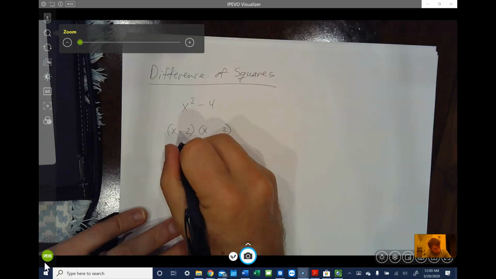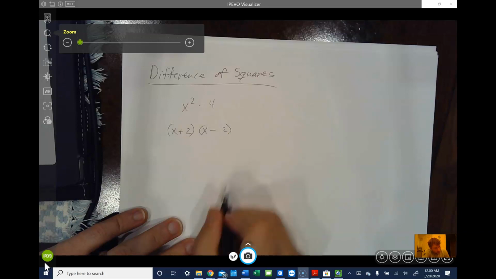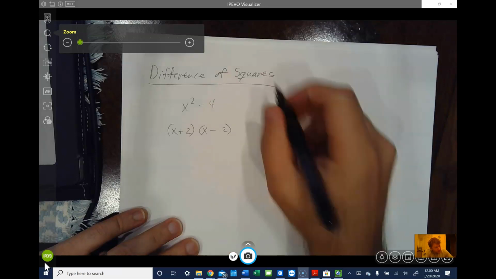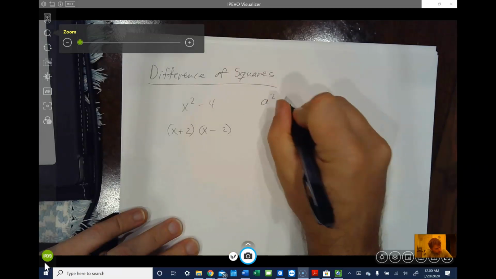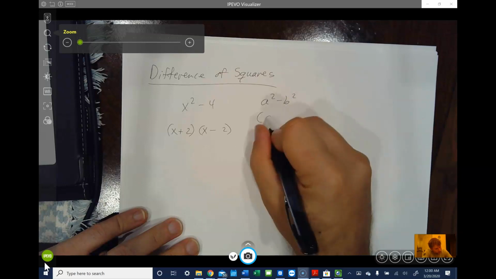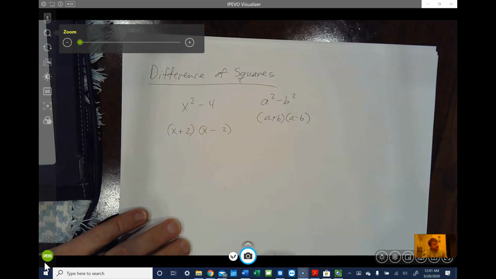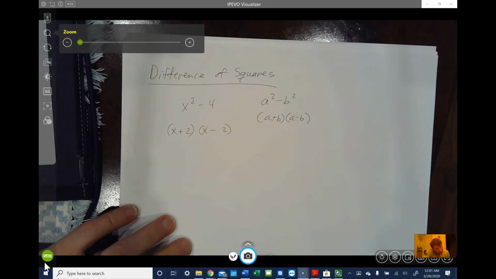And the pattern will always be one plus and one negative. A positive and a negative. That's always going to be the pattern. So the general pattern, a squared minus b squared, always factors as (a plus b)(a minus b). It's called difference of squares.